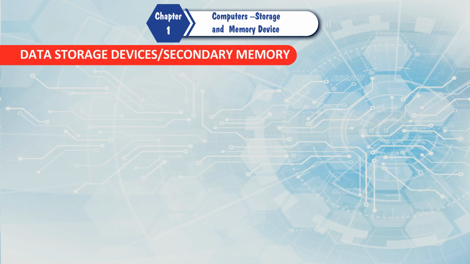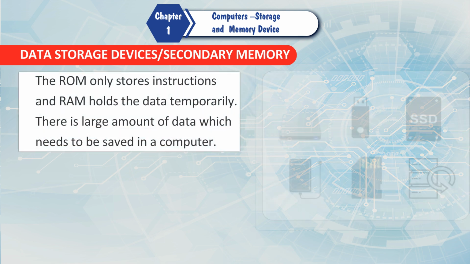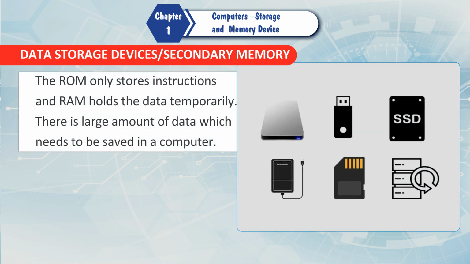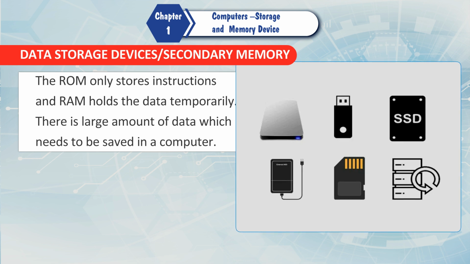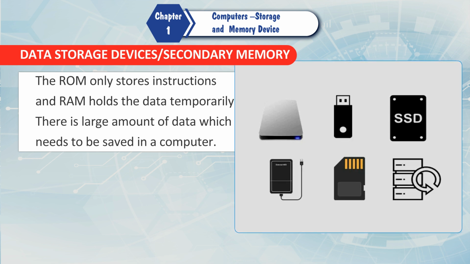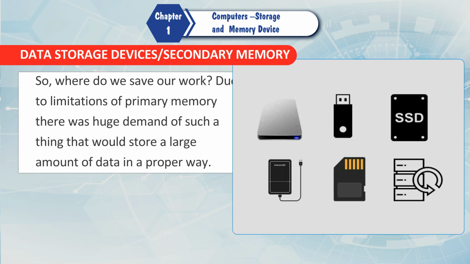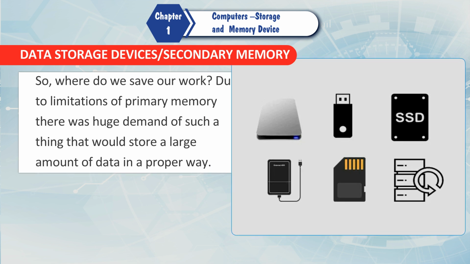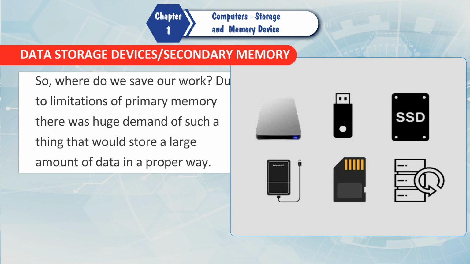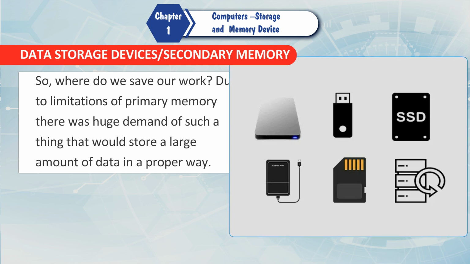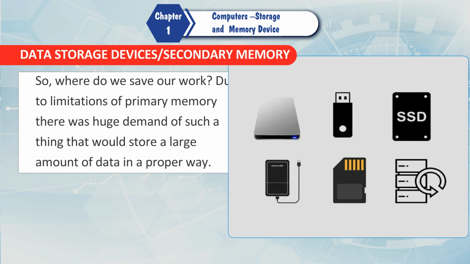Data storage devices, secondary memory. The ROM only stores instructions and RAM holds the data temporarily. There is a large amount of data which needs to be saved in a computer. So where do we save our work? Due to limitations of primary memory, there was huge demand of such a thing that would store a large amount of data in a proper way.